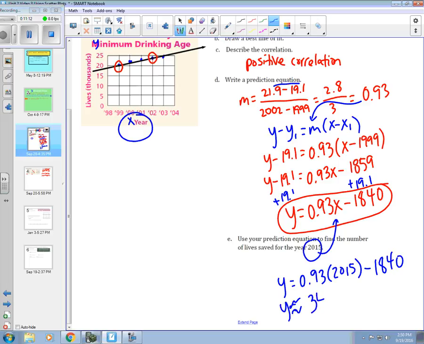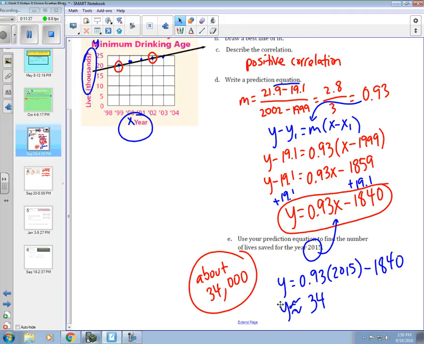Approximately 34. Now, is it just 34 lives? Well, really, we should look here. Remember, this says lives in thousands. So actually, our final answer here, we should put that it saves about 34,000 lives in the year 2015. Okay, that's doing a scatter plot and finding a line of best fit, and getting a prediction equation from your line of best fit.